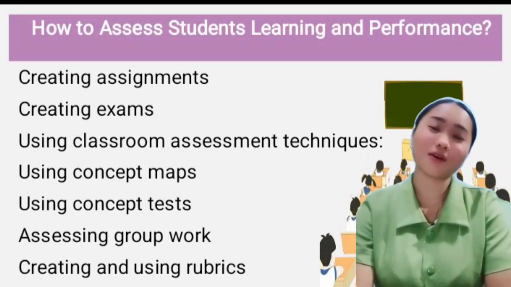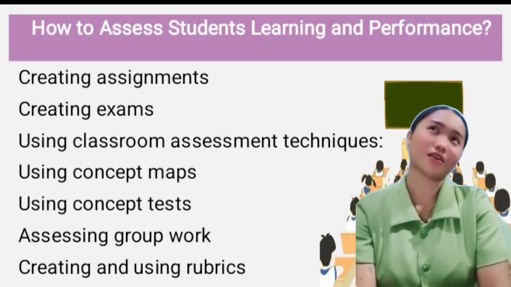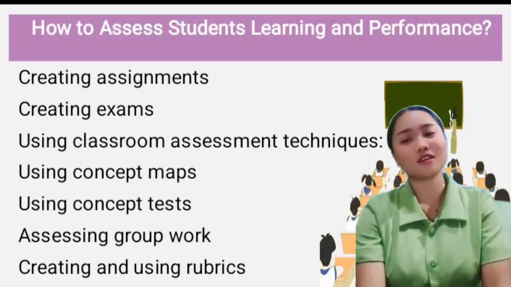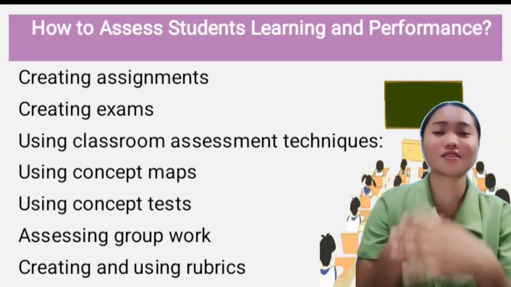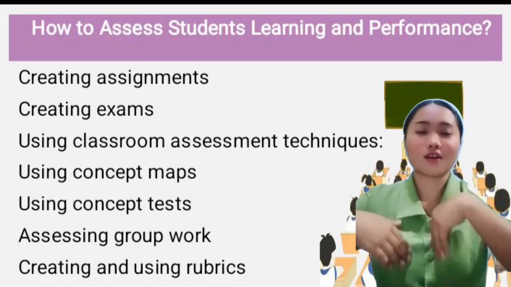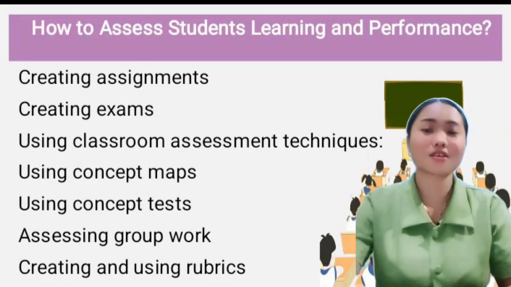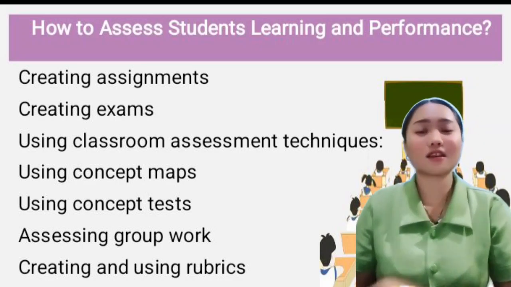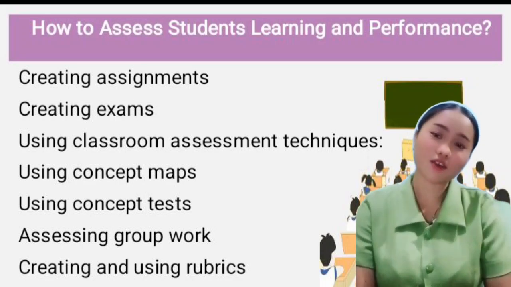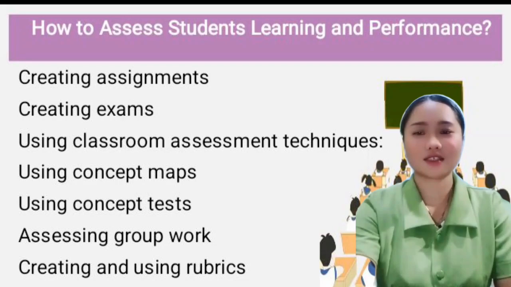So for example, in English, your topic is about poetry. After the discussion, you let them give their output: they memorize a poem, then present it in front, then you grade them using rubrics. So by that, you are assessing the learning and performances of the students.